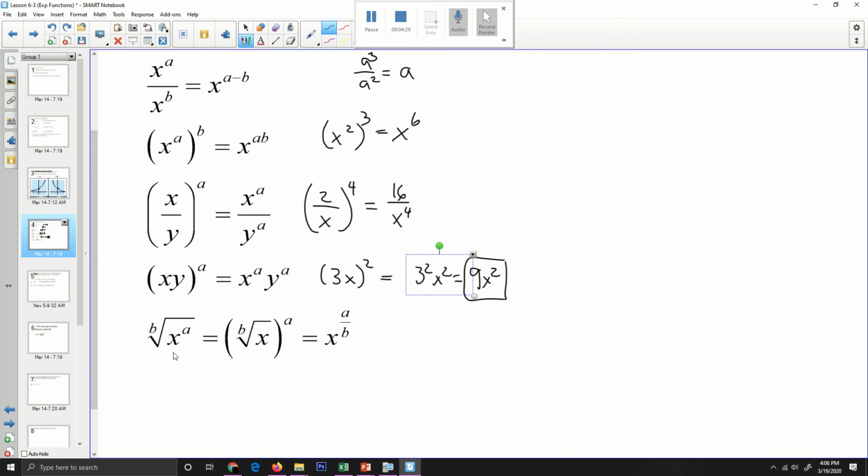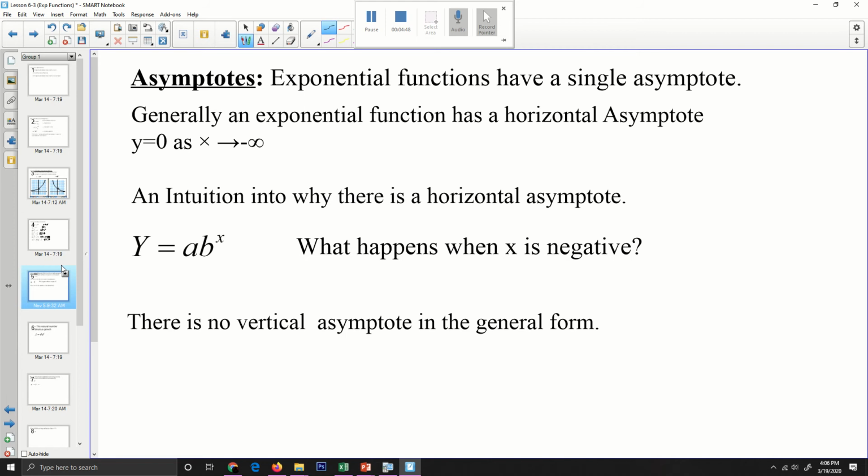And recall rational exponents. So if you had the third root of x to the fourth, that would be x to the 4 over 3. So just some simple review of exponential properties.